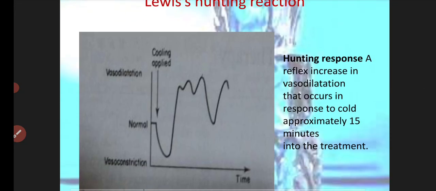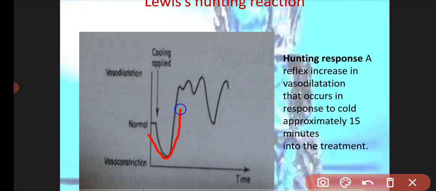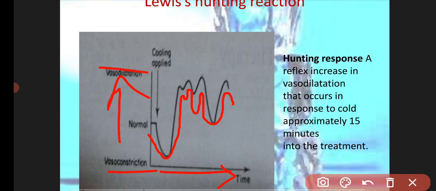Initially, you can see here a vasoconstriction occurs, then vasodilatation and constriction, dilatation, constriction, dilatation, constriction, and this occurs on. This is the time frame, and this is the vasoconstriction here and vasodilatation here.